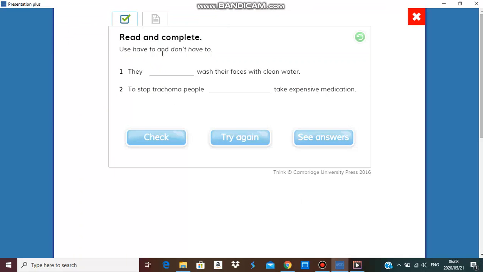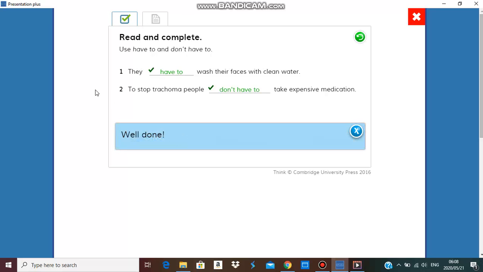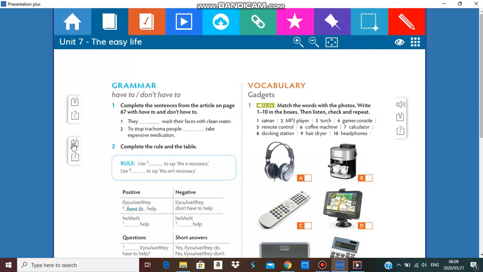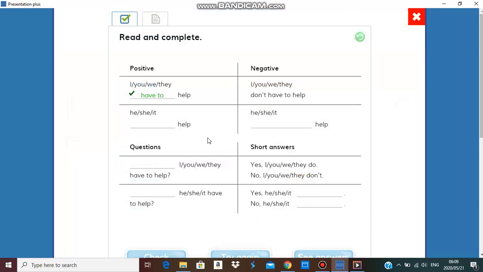So it says use have to and don't have to. First sentence, they have to wash their faces with clean water or don't have to. They have to. To stop trachoma, people don't have to. Let's check. To stop trachoma, people don't have to take expensive medication. They have to wash their faces with clean water. So far, so good.